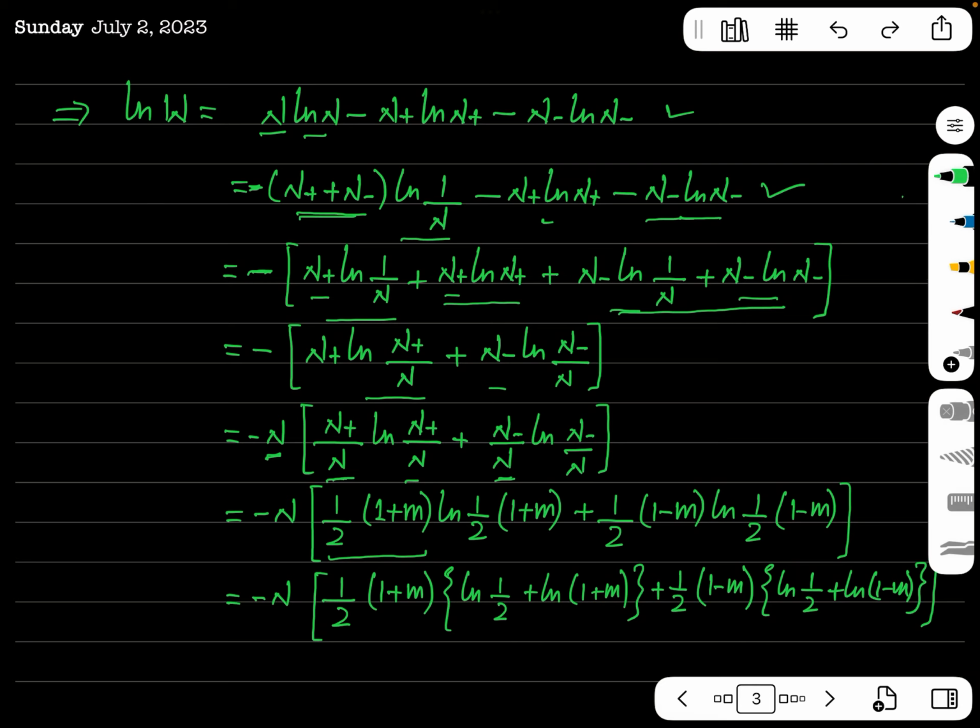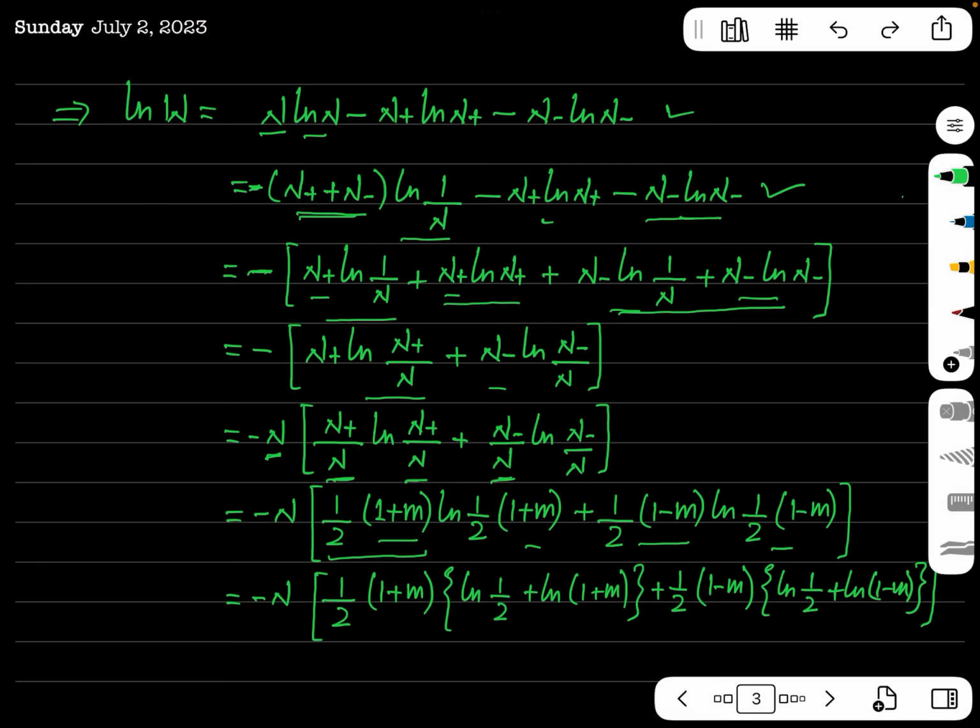So instead of N plus divided by N here and also here, I have written 1 by 2 times 1 plus m. And similarly, you have also seen in the previous lecture that N minus divided by N is equal to 1 by 2 times 1 minus m. So the second term has been written like this.